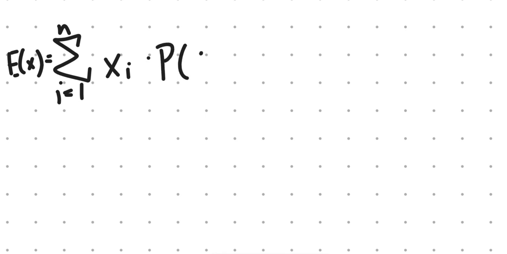So E of X is the sum where i is going from 1 to n of xi times P of X equals xi.